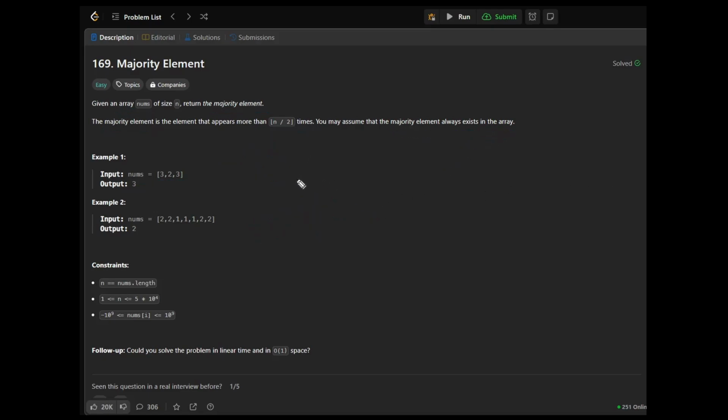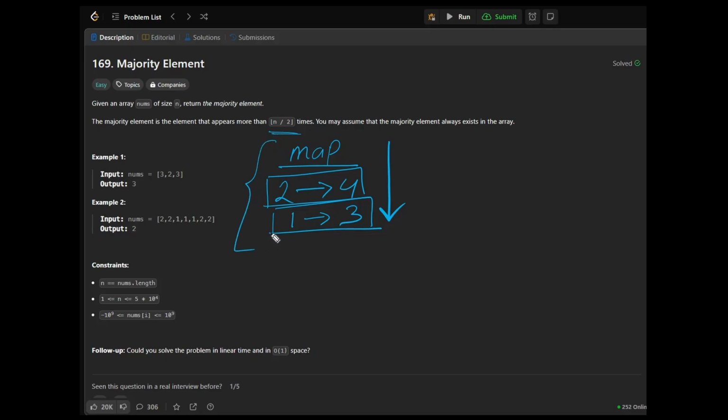Let's take a look at a naive approach of solving this problem. We can use a map where on the left side we can have the element pointing to its frequency. We have 1 3 times. We can go through this map and check one by one if any one of those is larger than n by 2. But in this problem, we are requiring extra space, which depends on n.